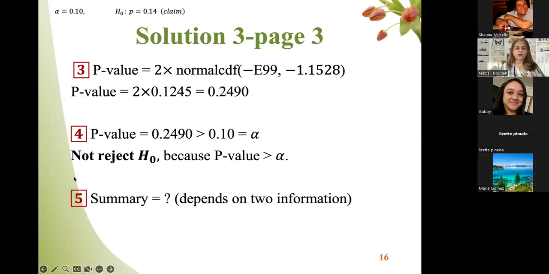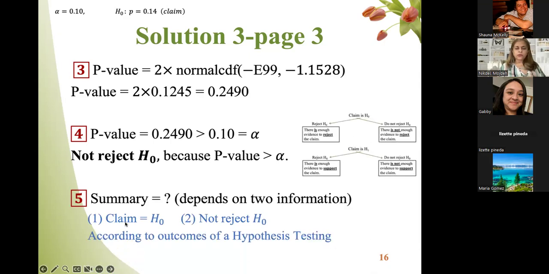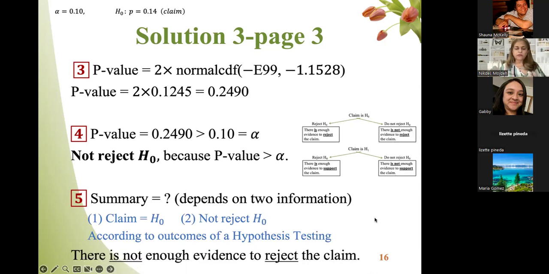And finally, our summary. Our claim was a null hypothesis, and we rejected null. So there is not enough evidence to reject the claim.